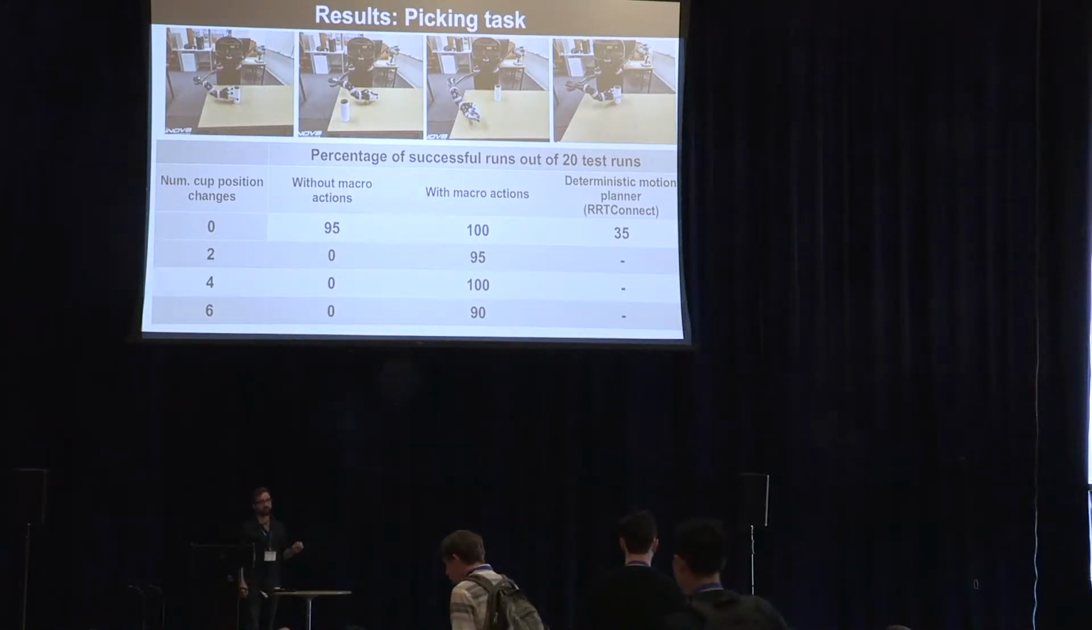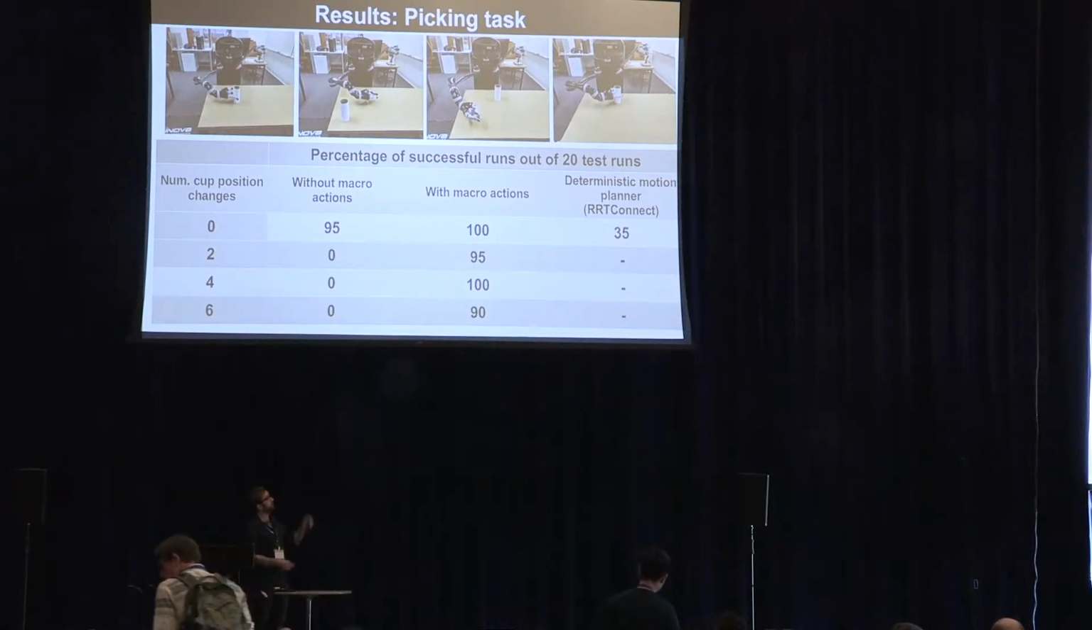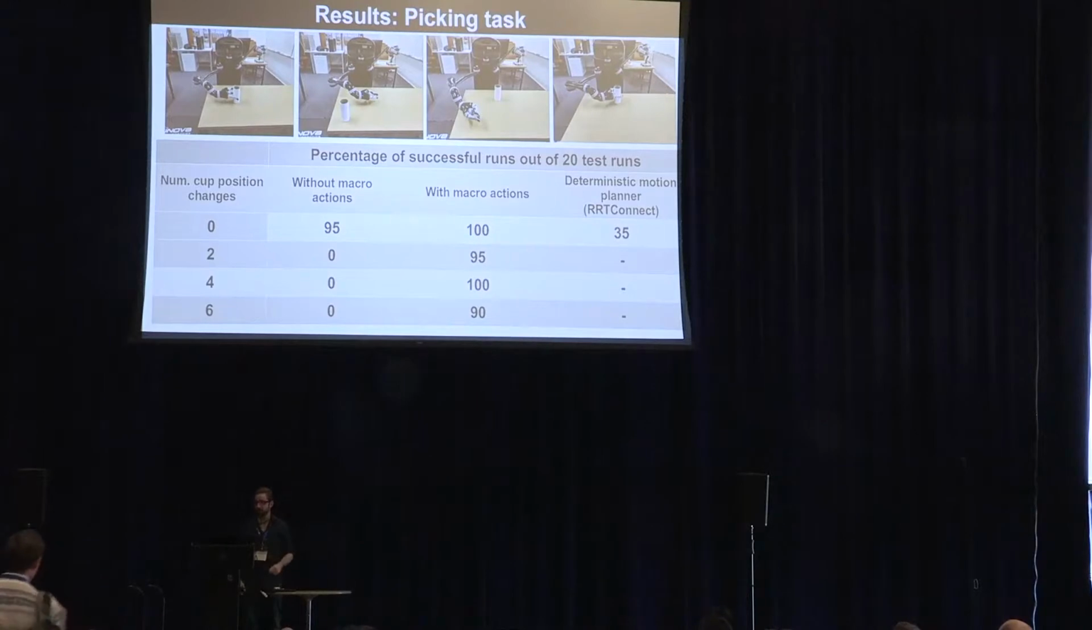However, once we start to change the position of the cup during runtime and the robot had no access to the macro actions, none of the runs were successful anymore. Because due to the limited planning horizon, the robot couldn't figure out that it had to use additional scanning actions to relocalize the cup. Whereas with the macro actions, we achieved a success rate of at least 90%.